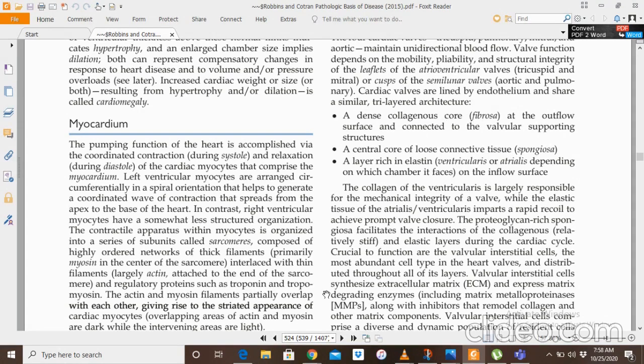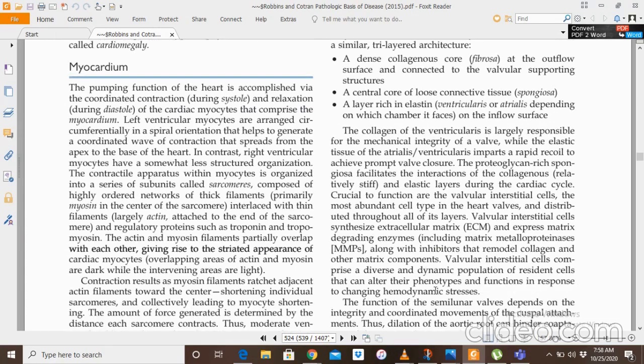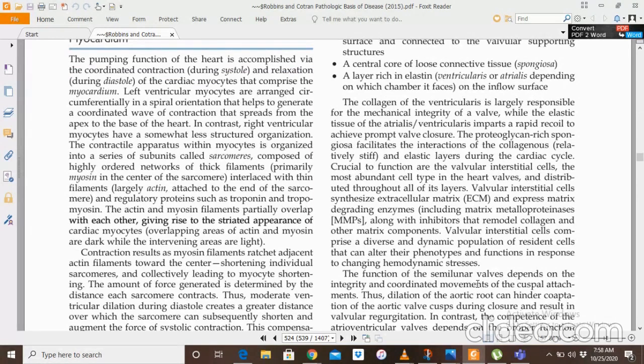Valvular interstitial cells synthesize extracellular matrix and express matrix degrading enzymes. They also express matrix metalloproteinase enzyme along with the inhibitors that remodel collagen and other matrix components. Valvular interstitial cells comprise a diverse and dynamic population of resident cells that can alter their phenotypes and functions in response to changing hemodynamic stresses. The function of the semilunar valves depends on the integrity and coordinated movements of cuspal attachments.